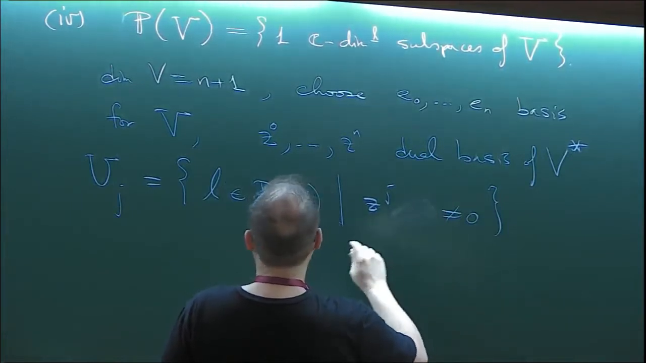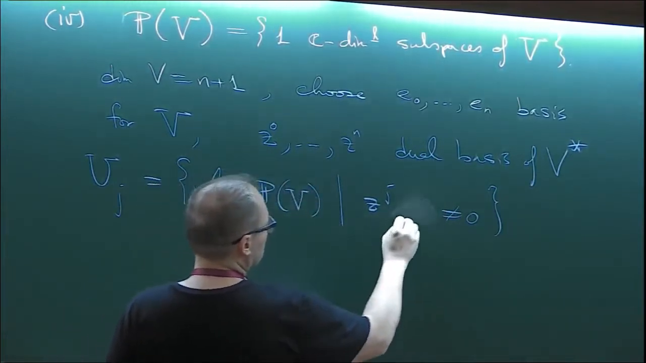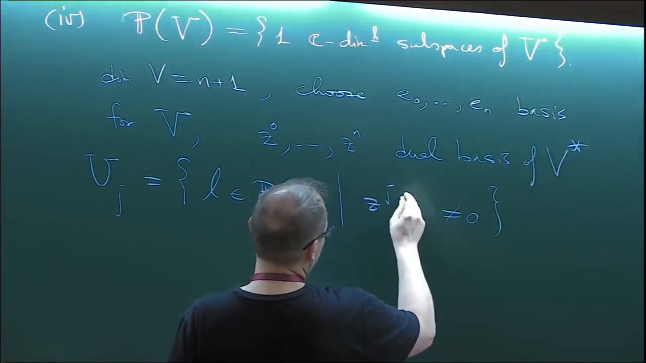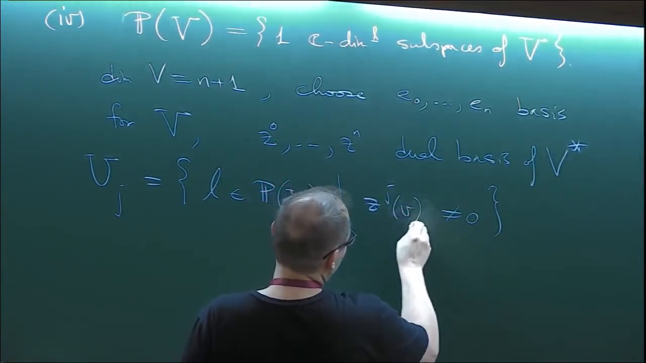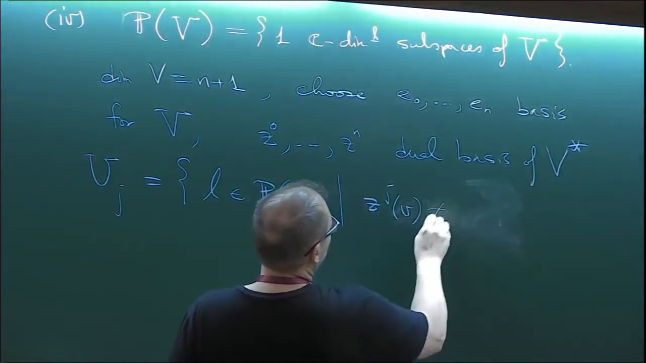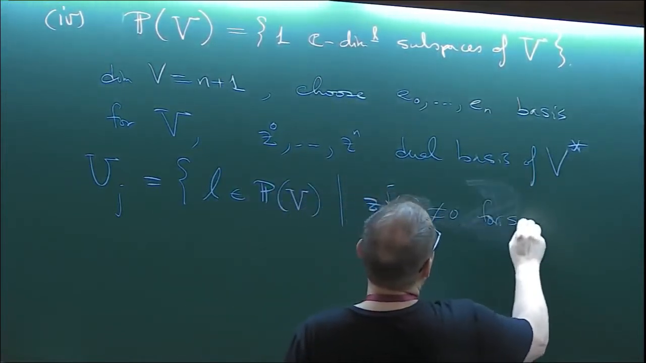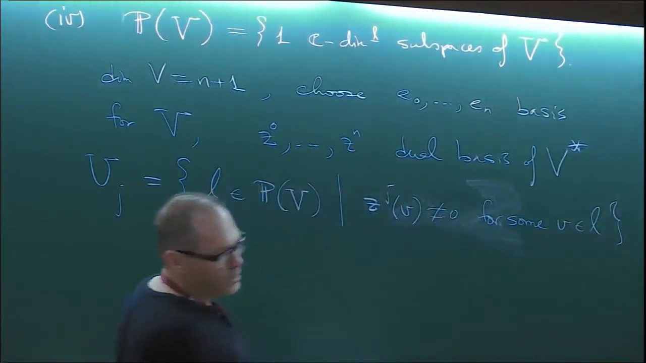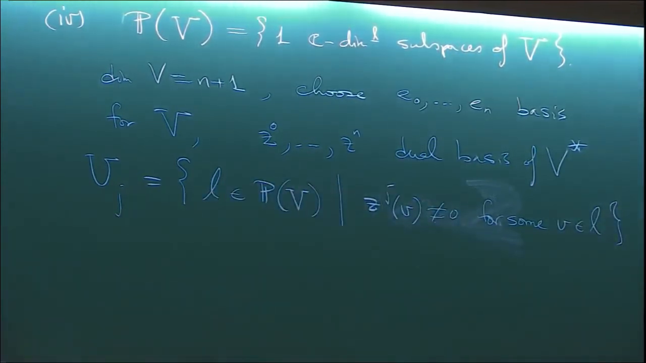Zj is not equal to 0 for some point V in L. Of course, at the origin, it's going to always be 0, because the linear functional at the origin is 0. But at any other point, it's either always 0 or never 0.